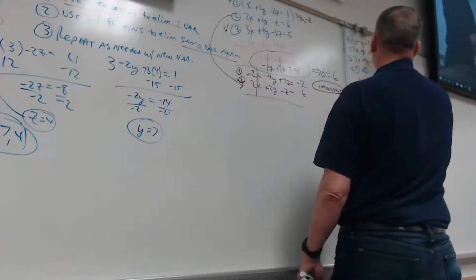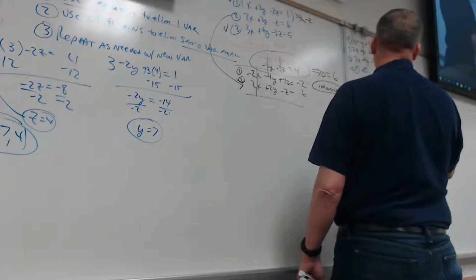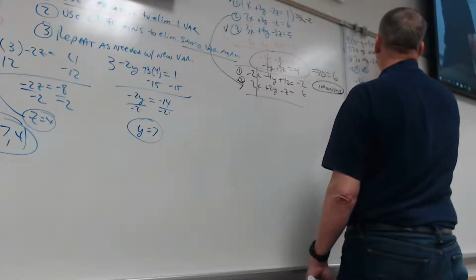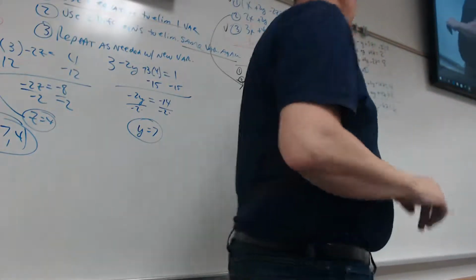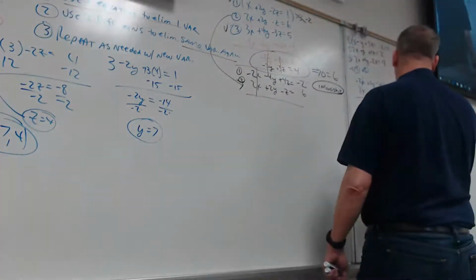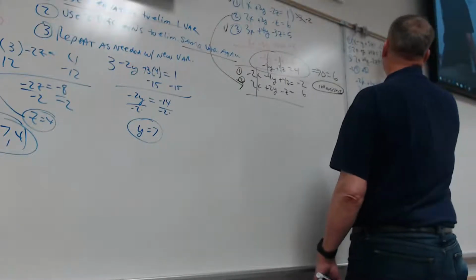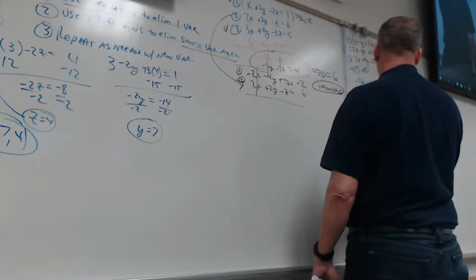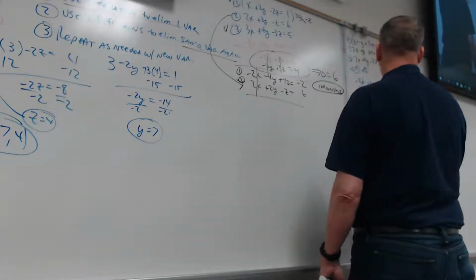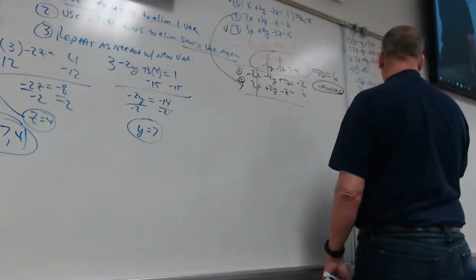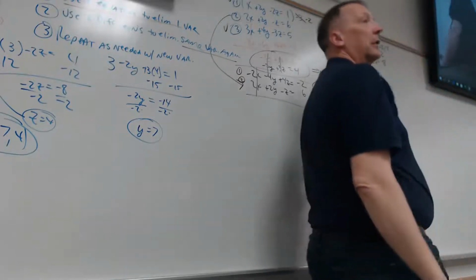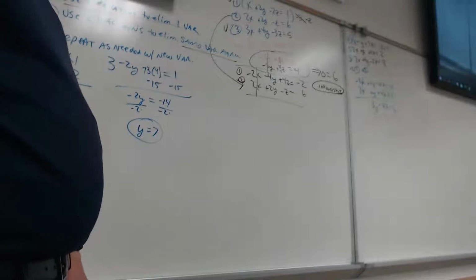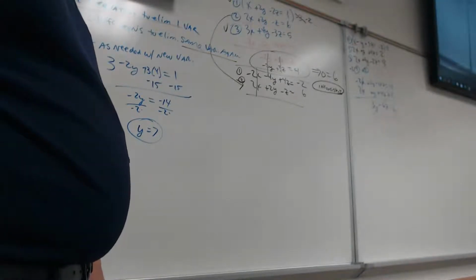4z minus a negative 2z is 6z. 4 minus a negative 2. Okay, so 6z equals 2 minus 8, which is negative 6. So that goes away, that goes away, and that goes away, and I'm left with 0 equals 0. Is that a true statement? Yeah. And so, what does that mean?